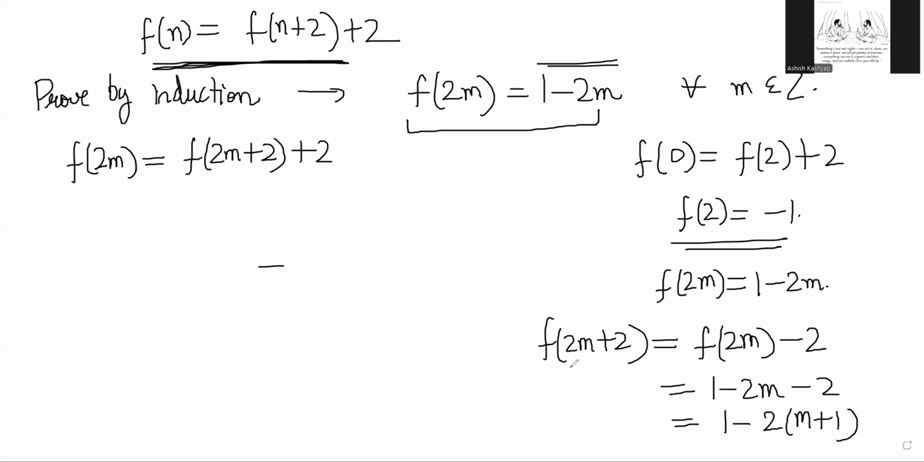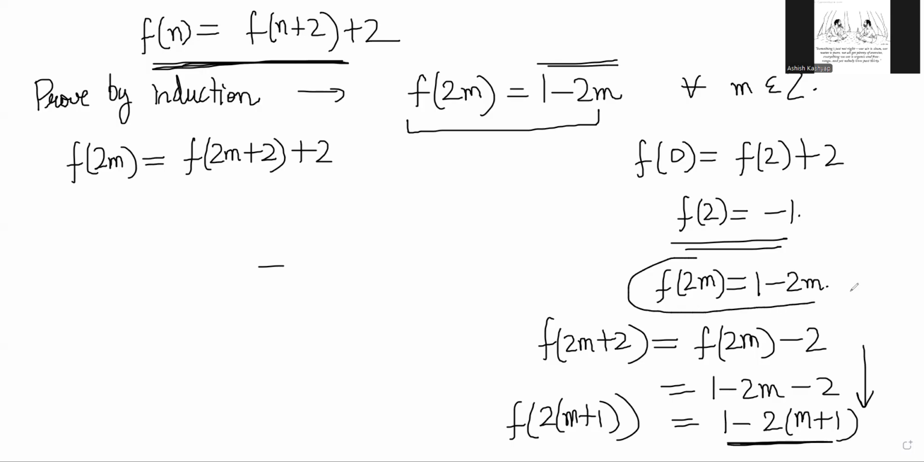And here I have got f of 2 times m plus 1, which is equal to 1 minus 2 times m plus 1. So that proves the induction step. We have assumed this result and we have proved the induction step, right? So we get that for even integers, this is valid, right?